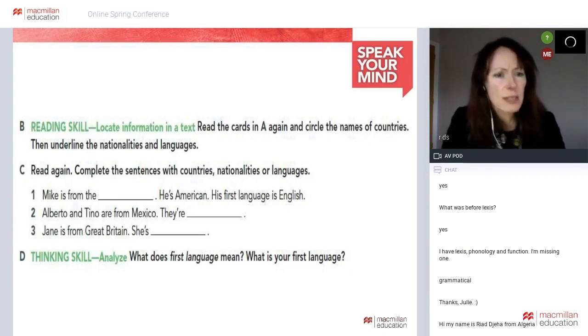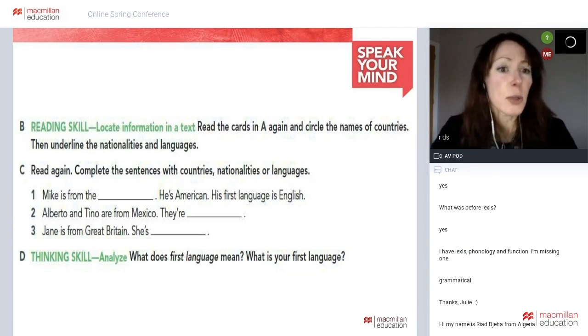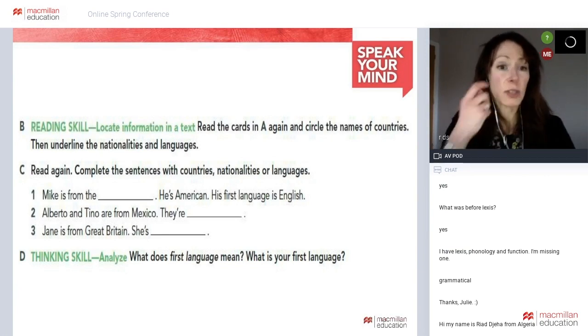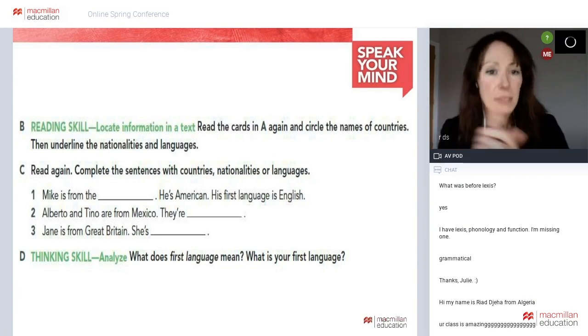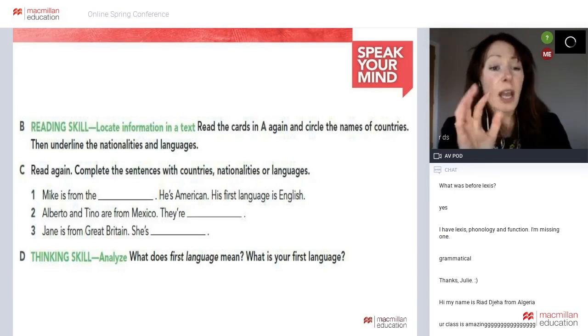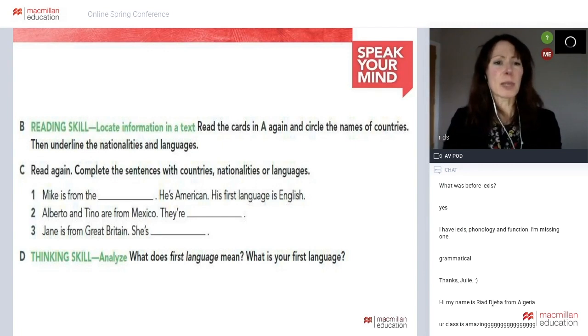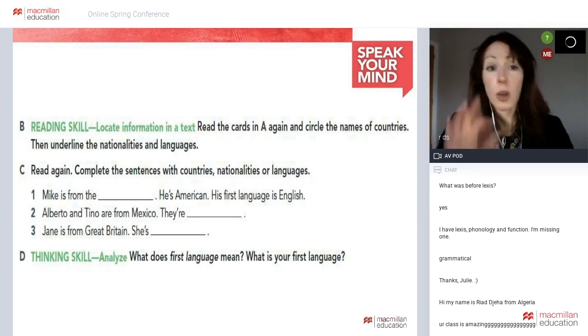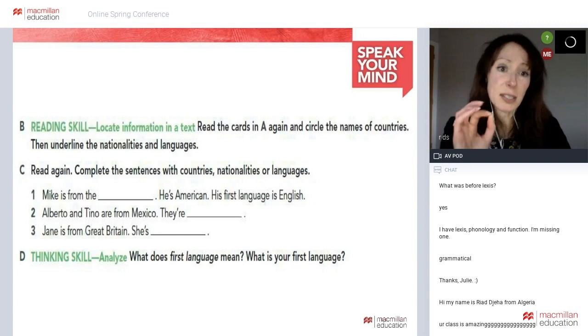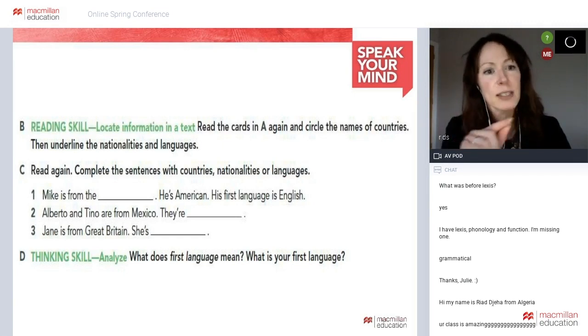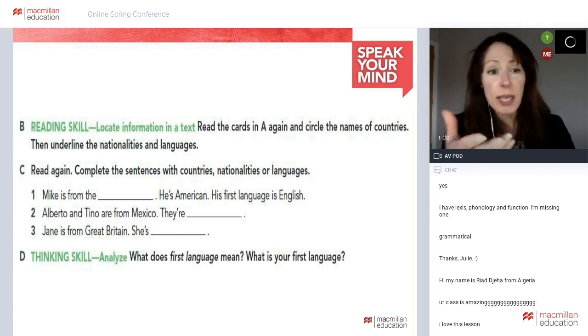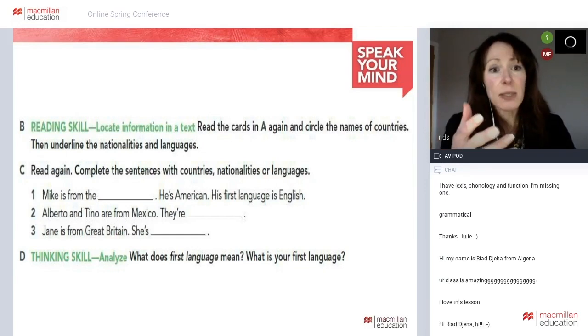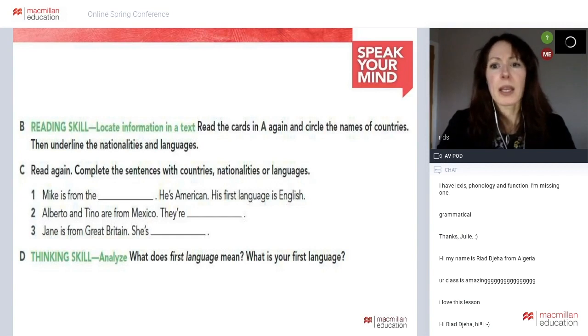So I hope you can read this. So activity B, that's locating information in a text. Students are asked to read the cards in A again, circle the names of countries, underline the nationalities and languages. And I think this is the reason I've included this, because we need to remember that we can still have really solid, excellent, useful reading skills, even at this level. Locating information in a text is an IELTS level skill. It's an exam skill, but we can do it here. You can do all of it with lower levels, you really can.